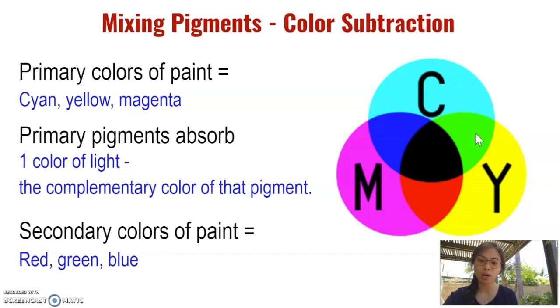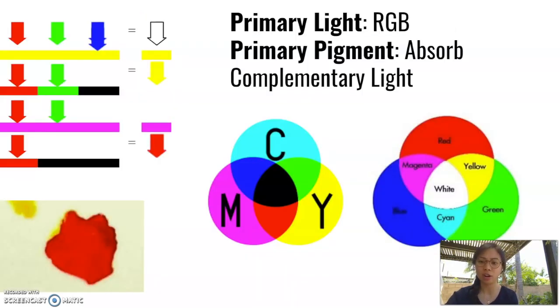If you notice, the primary and secondary colors of light and pigment are flip-flopped, such that the primary colors of light are the secondary colors of pigment, and the secondary colors of light are the primary colors of pigment. Why does this happen? Again, this has to do with color subtraction.